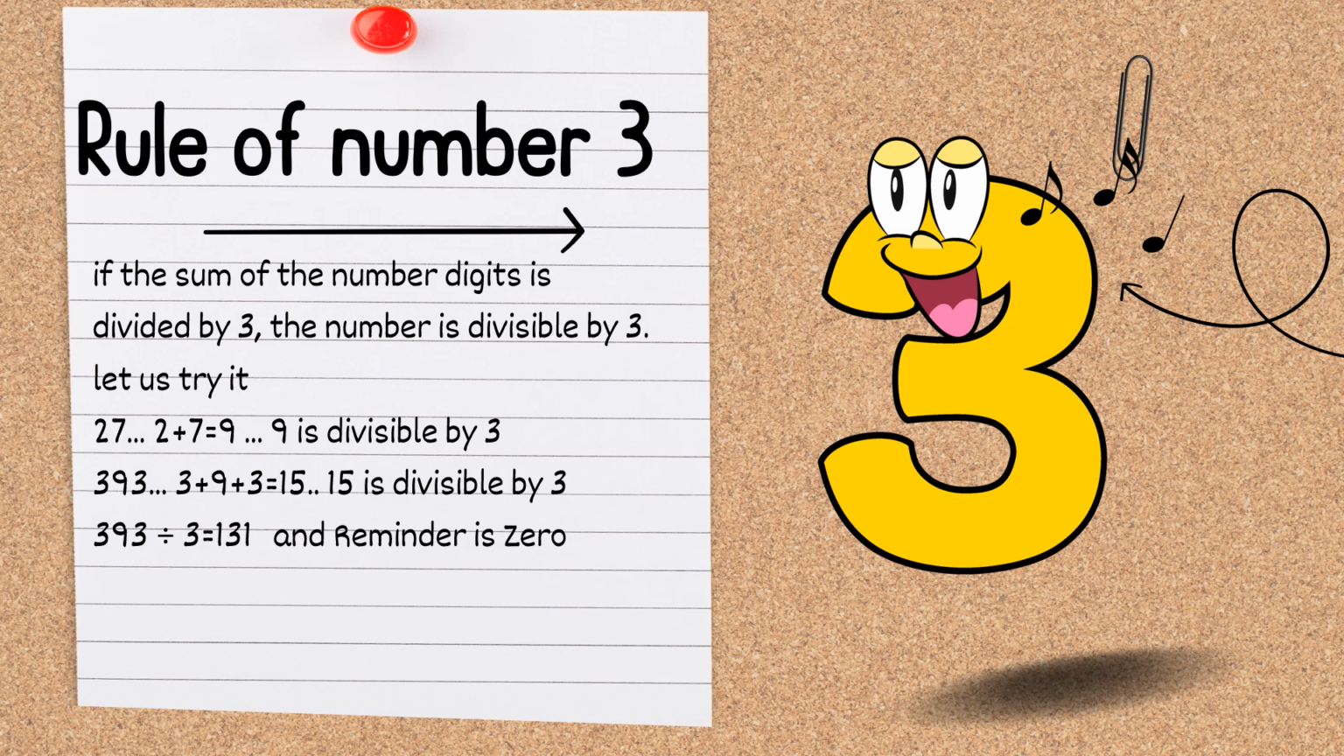Let us test another, bigger number, 393. First of all, we have to get the sum of the digits: 3 plus 9 plus 3 equals 15. Okay, 15 is divisible by 3. Let's see if the number is divisible by 3 without any remainder. 393 divided by 3 equals 131 and the remainder is 0. Yes, so the rule of number 3 works here.